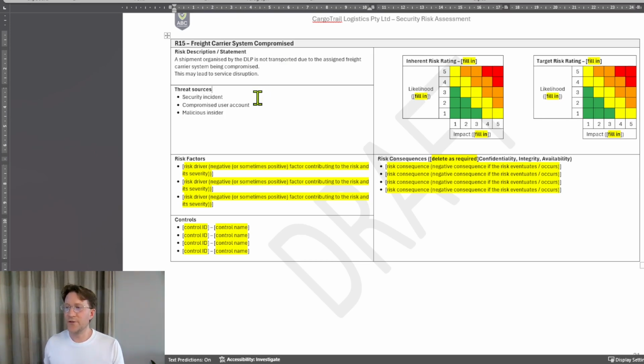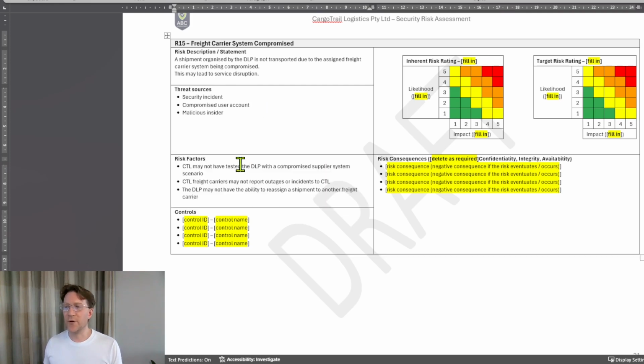In terms of threat sources, there may have been a security incident at the freight carrier supplier. They may have had, more specifically, an incident around a compromised user account, perhaps through phishing, or we could have had a malicious insider who worked at the freight carrier.